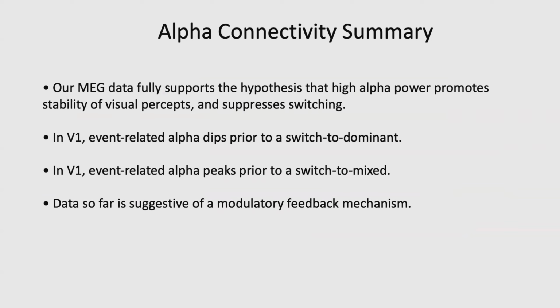So far, the data definitely supports the hypothesis that high alpha promotes stability and suppresses switching. And in V1, we see that alpha dips prior to a switch to the dominant percept, and that alpha peaks prior to a switch to mix. So far, the data is suggestive of a modulatory feedback mechanism, which we would have expected from the literature, say, because TMS can disrupt rivalry when placed over the parietal cortex, for example.